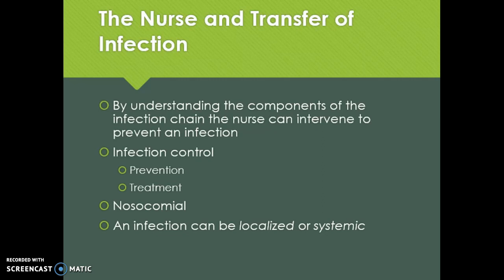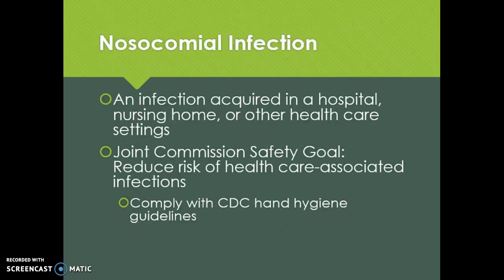A nosocomial infection is an infection that you catch or acquire in a hospital or medical facility, nursing home, whatever it might be. And the reason they're so prevalent there is there are just so many people who are not only sick, but they're also susceptible. Their immune systems are low. They're sick. The Joint Commission safety goal is to reduce the risk of healthcare-associated infections and comply with the CDC hand hygiene guidelines.